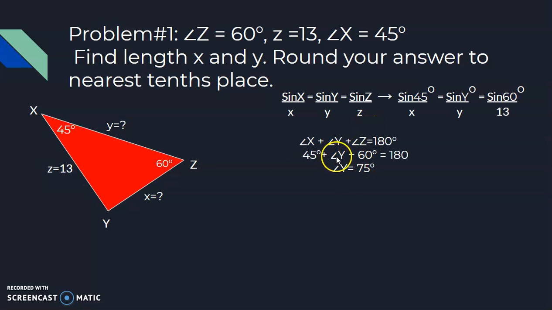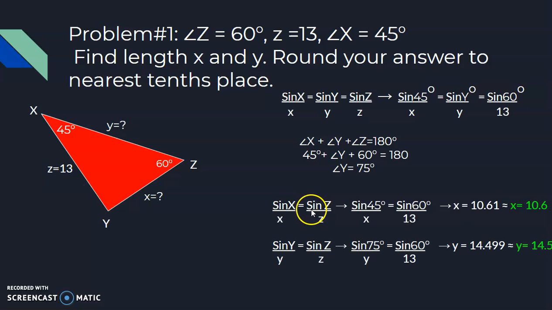So we had to find what angle Y is, and the angles in a triangle add up to 180 degrees. So angle X is 45 degrees and Z is 60 degrees, and together with Y they equal 180 degrees. Y is equal to 75 because we added 45 and 60 and then subtracted from 180, which gave me 75 degrees.